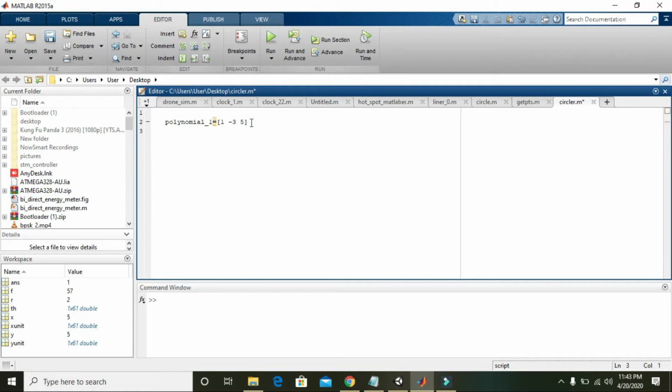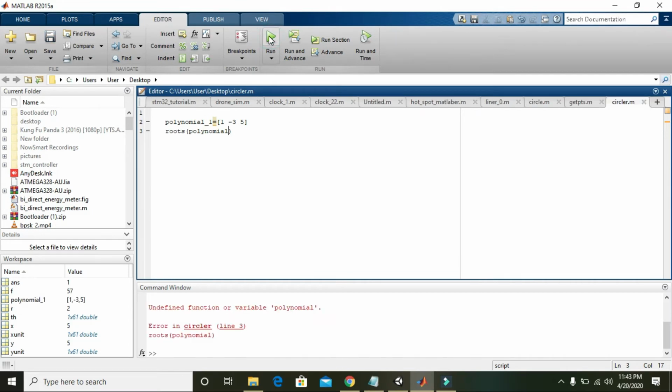Then, in order to find the roots of this polynomial, you must write roots of polynomial and just press run. Oh, sorry, it's polynomial_1. Okay, we made a mistake. Whatever you are supposed to write here, you must copy it.